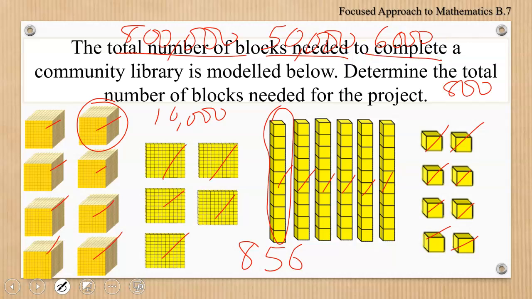So 856,800. This will be the number of blocks needed to build the community library. This is how we use models to write huge numbers.